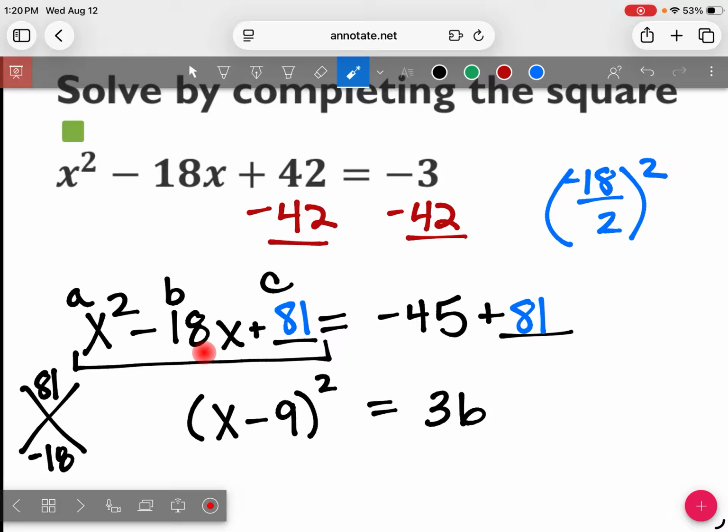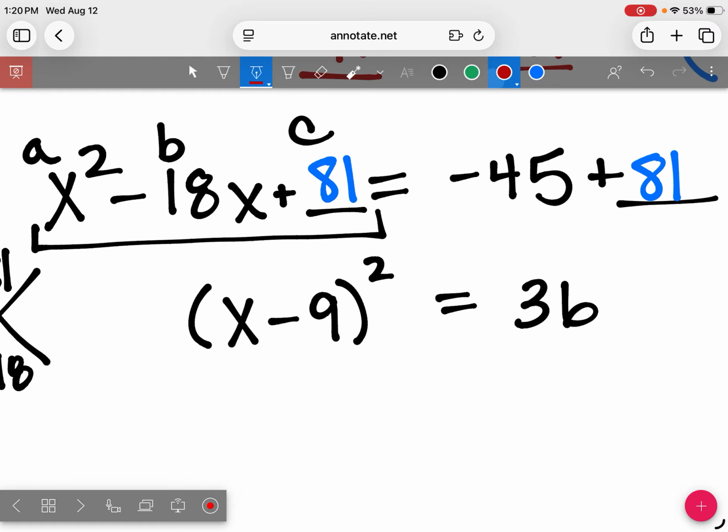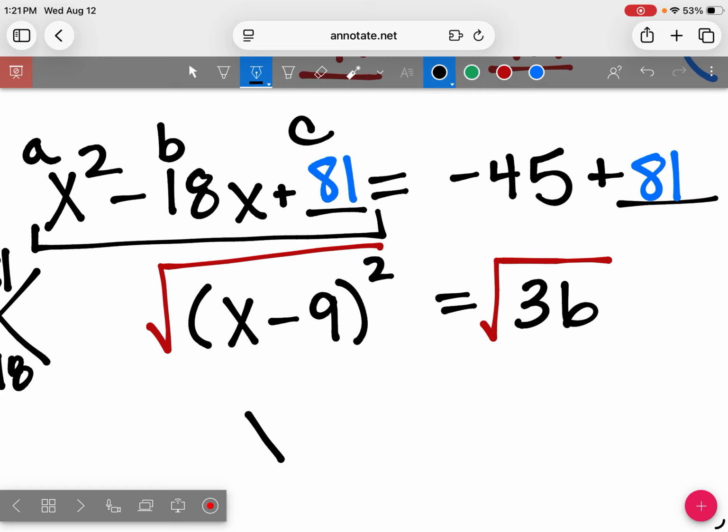Okay, so hopefully that'll help you all factor that faster. So now we're ready to take the square root of both sides, and we get x minus 9 equals, and we got a perfect square, plus and minus root 36. Oh, sorry. What is the square root of 36? 6.